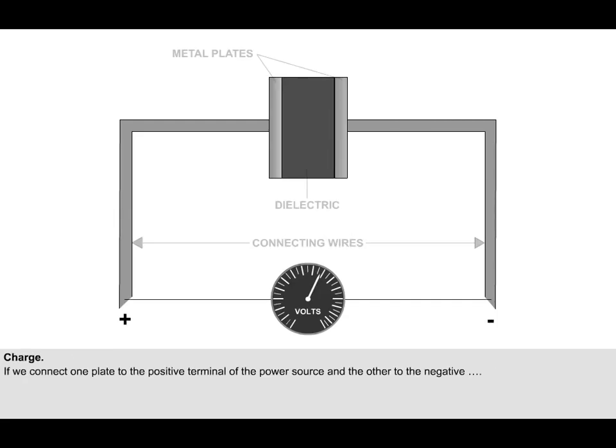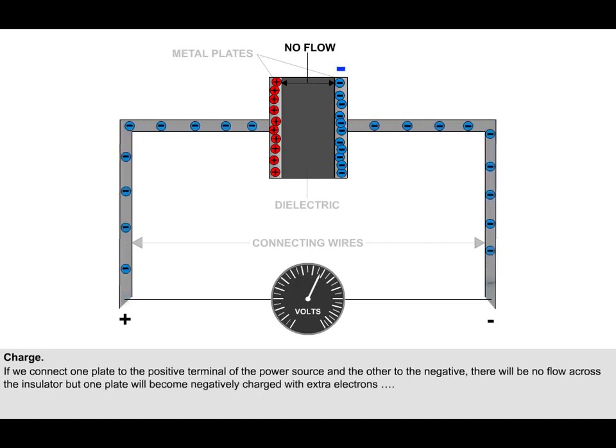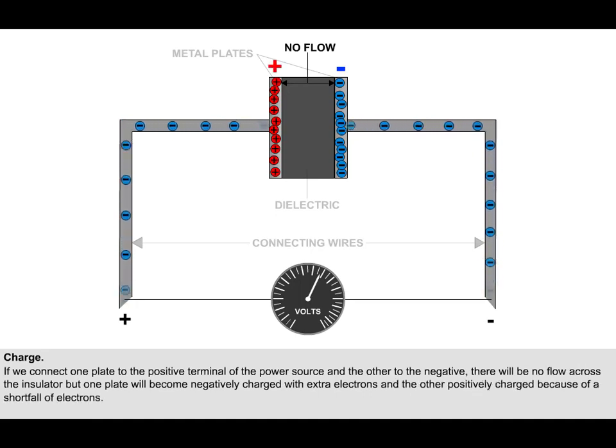If we connect one plate to the positive terminal of the power source and the other to the negative, electrons will flow to the plate attached to the negative terminal and will be drawn from the plate attached to the positive terminal. There will be no flow across the insulator, but one plate will become negatively charged with extra electrons, and the other positively charged because of a shortfall of electrons. The attraction between the oppositely charged plates will produce an electrical field across the dielectric.